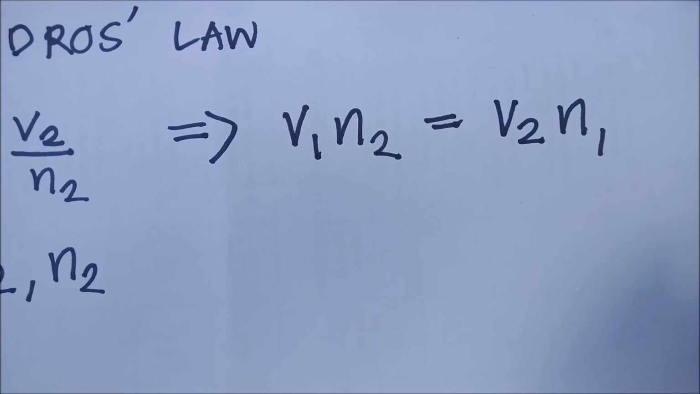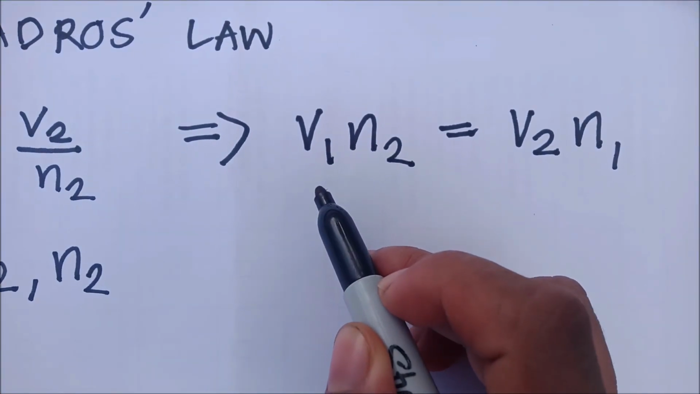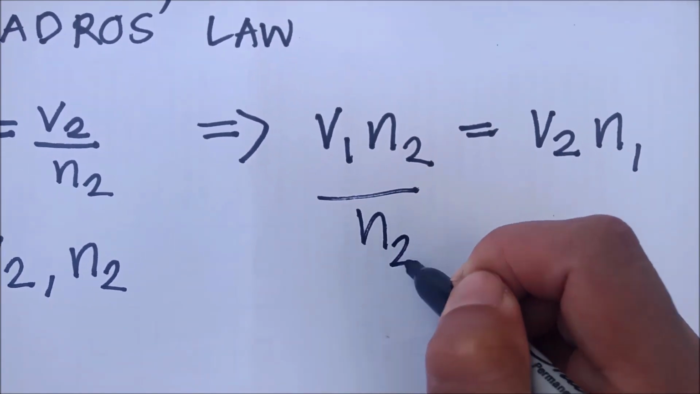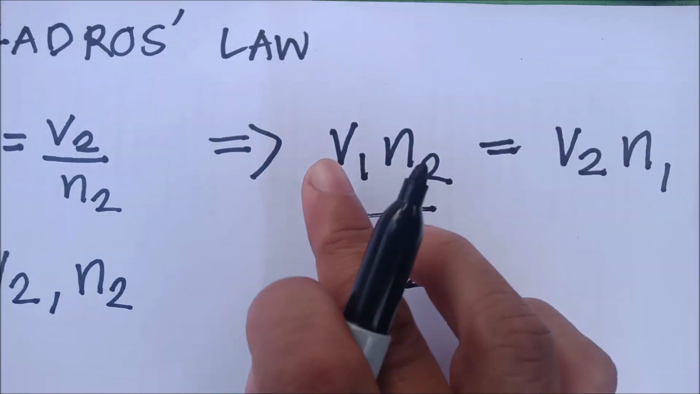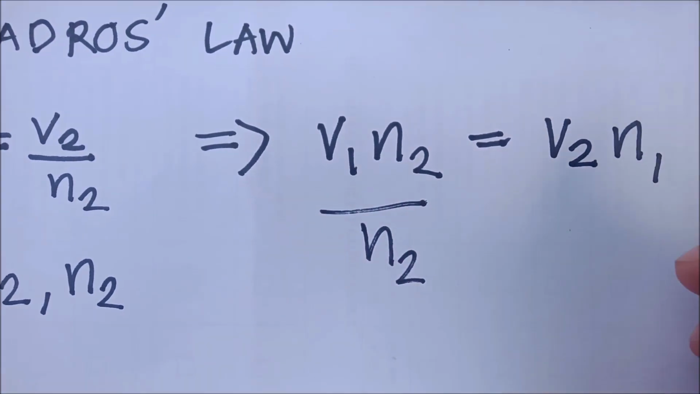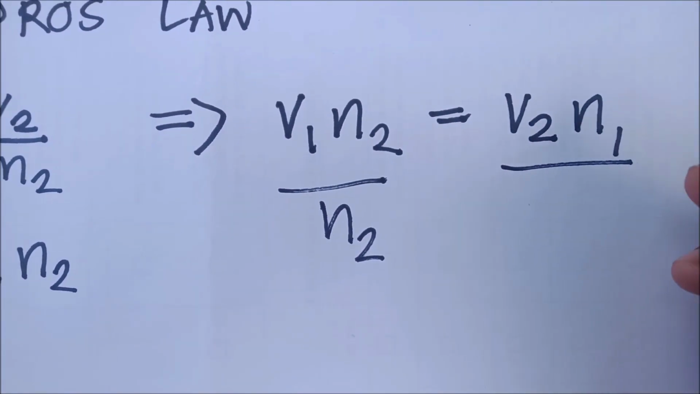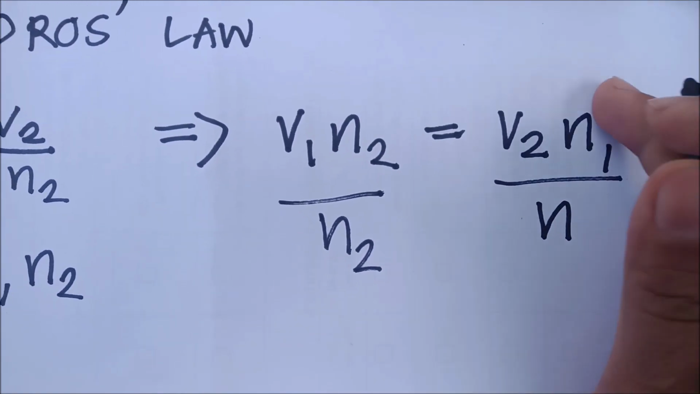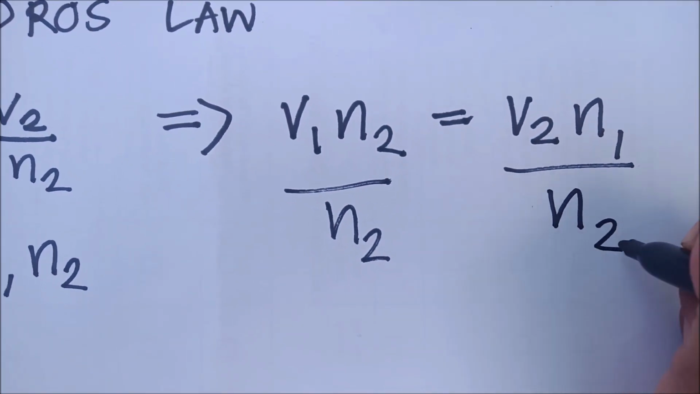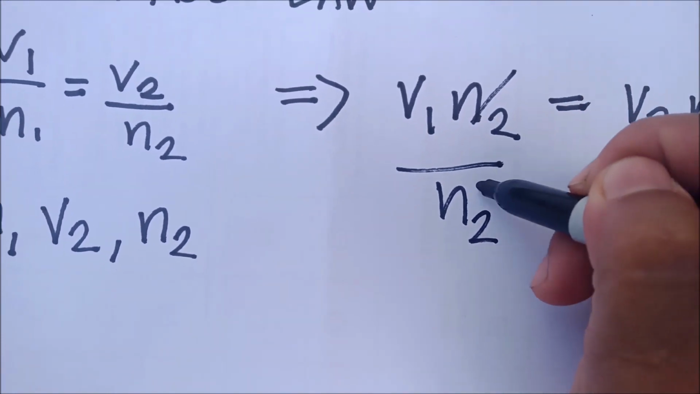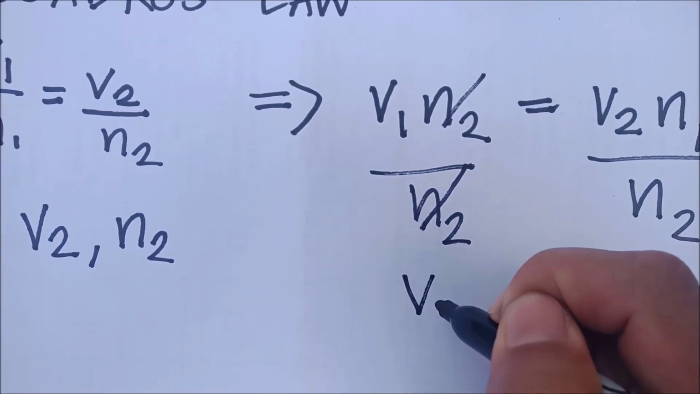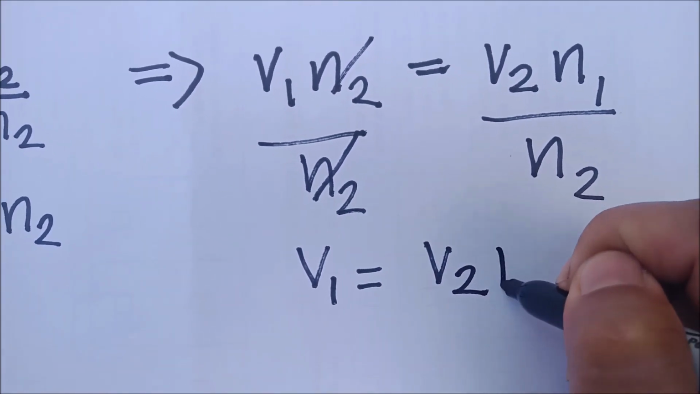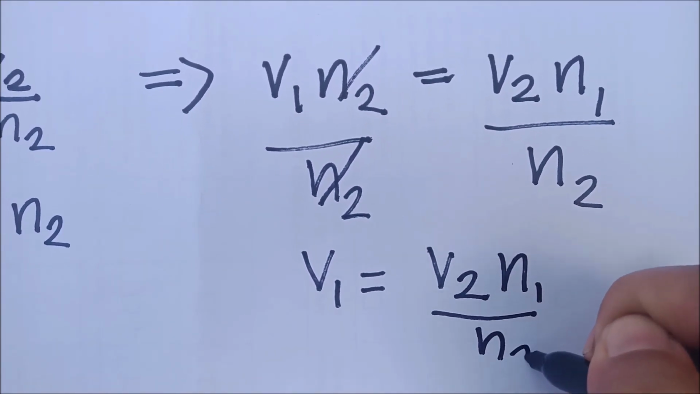So to start with, if you want to get the formula for V1, therefore, you have to eliminate N2 on this side. So, dividing this side with N2, that will be your denominator. Same with this side of the formula. Divide this side with N2, and you will be canceling this factor. Then, you will have the formula for V1 is equal to the product of V2 N1 over N2.